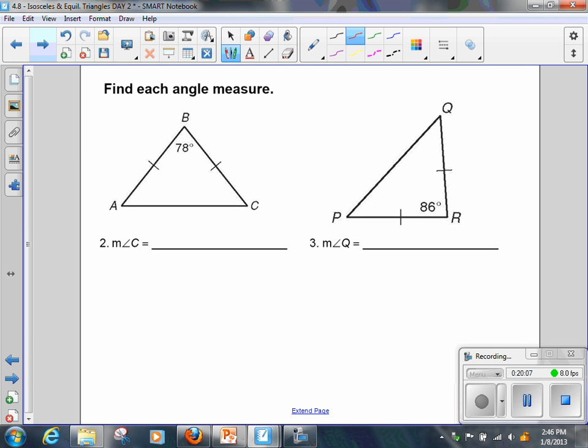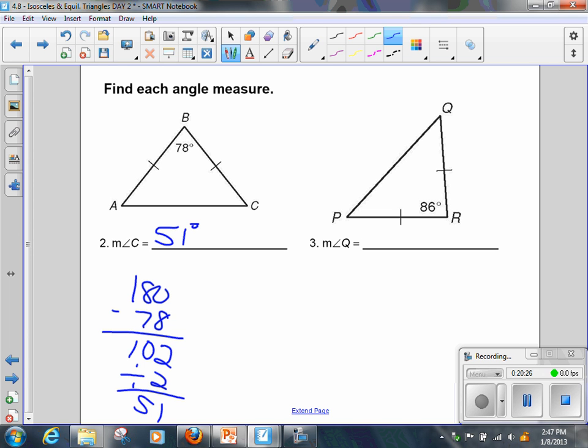Find each angle measure. Find those real quickly for me. You're finding every single angle. All right, go. Is it 51? 180 minus 78, which is 102, divided by 2, which is? Measure of angle C. How many of you got 51 degrees? Hands up. High five. There we go.